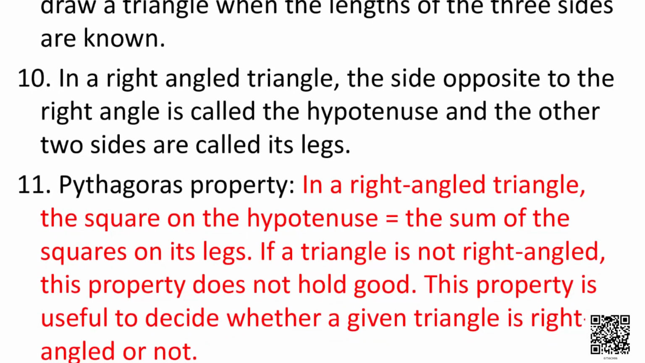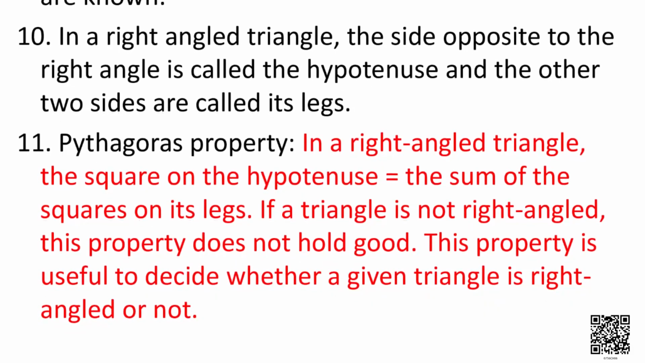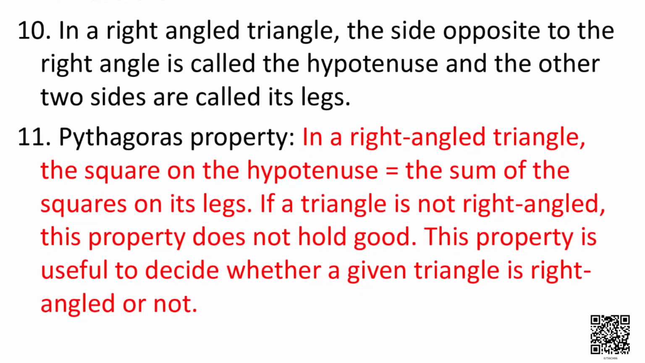And in this chapter, we have learned the Pythagoras property, which is that in a right angle triangle, the square on the hypotenuse is equal to the sum of the squares on its legs. If a triangle is not right angled, this property does not hold good. The property is useful to decide whether a given triangle is right angled or not.